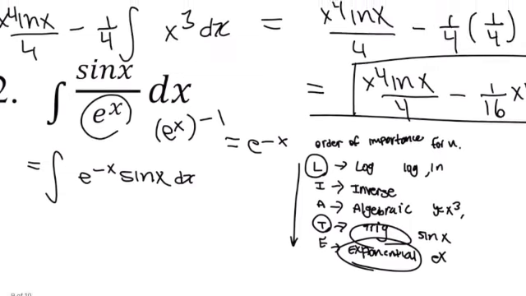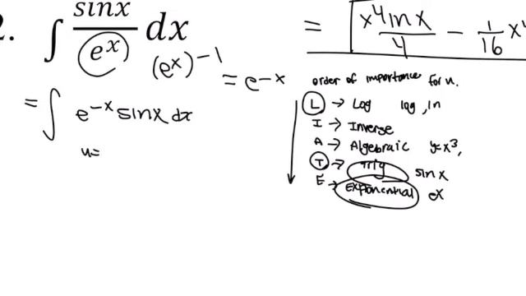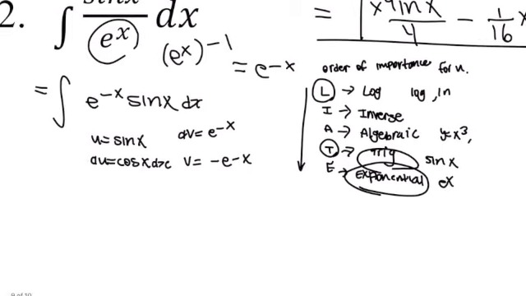Okay, so now that we know this, we're just going to set u as our trig, which is sine x, and du would be cosine x dx, and then dv would be e to the negative x. So v would be the integral of that, which means it would be negative e to the negative x. So that's our v value. And then now let's find the integral by parts.